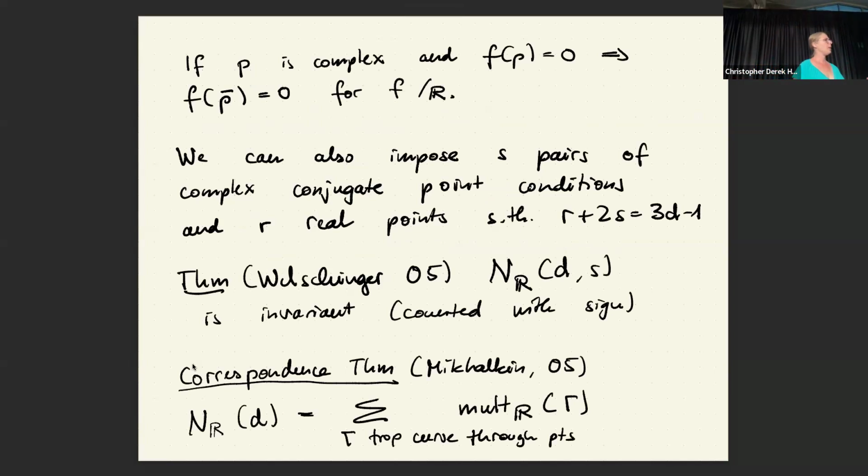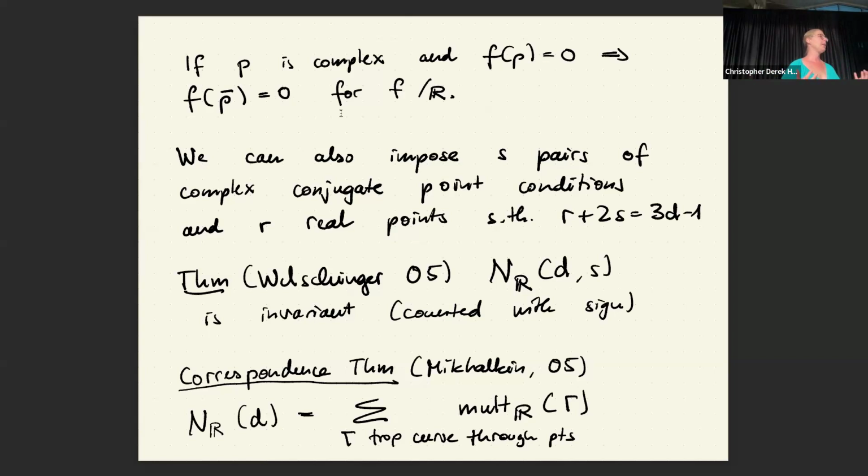If we have a real polynomial defining our real curve, and we insert some point defined over the complex numbers, such that f of p vanishes, then f of the complex conjugate will also vanish, just because the coefficients of the polynomial are real. That means that I can as well impose pairs of complex conjugate point conditions. In that problem that I talked about earlier, I had only real points. But now instead of having only real points, I also want to allow pairs of complex conjugate points.